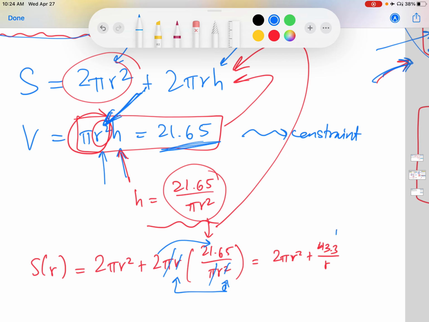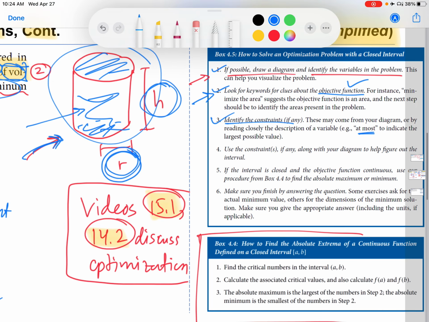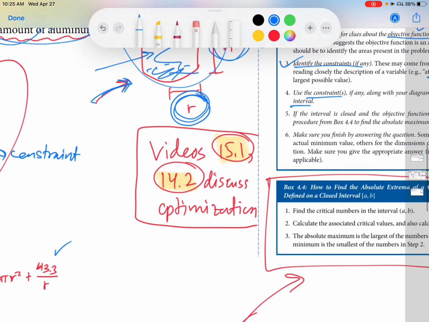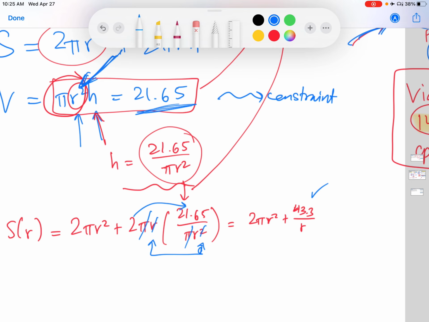Okay, so now I have the objective function, right? I have the actual objective function. The next thing I need, let's go back to our box procedure here. We identified the constraints. Figure out the interval, right? And you might want to use the constraints. They might help. What do I mean by the interval? Well, when you want to optimize a function, it's nice if you know the smallest and largest values that you could potentially have to consider, right? So what is the smallest r value? And what is the largest r value?